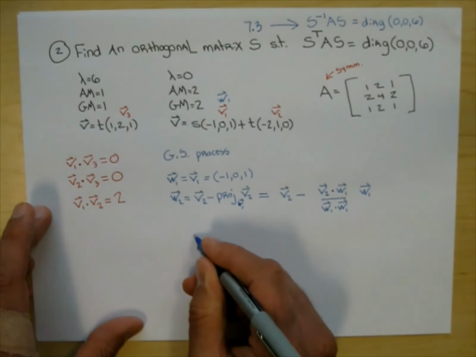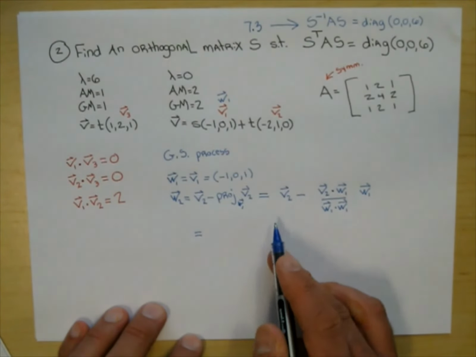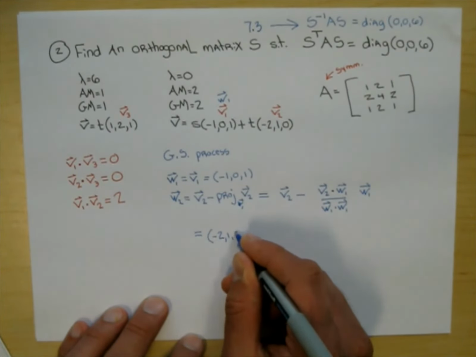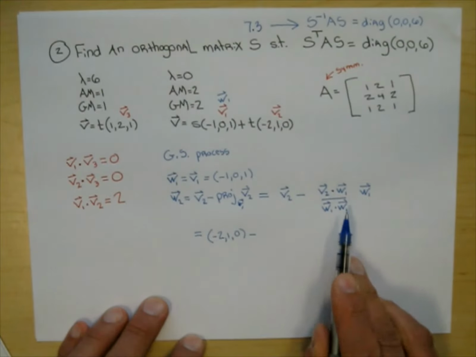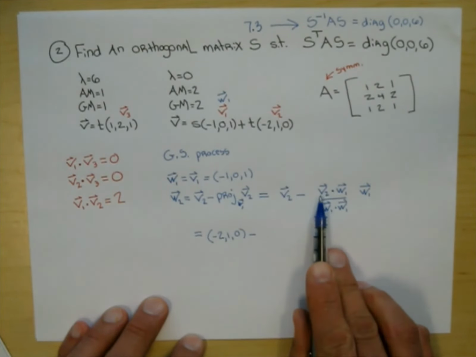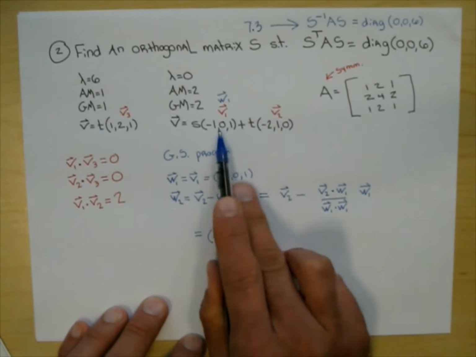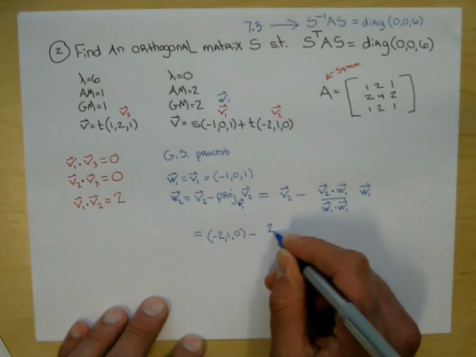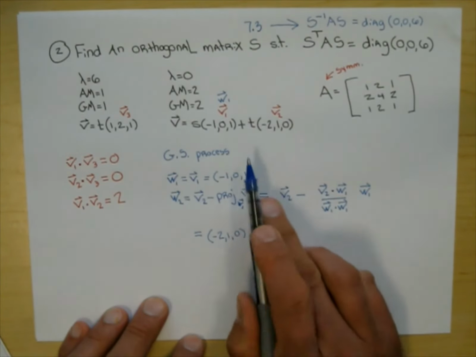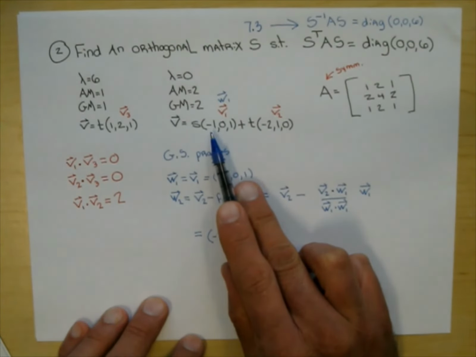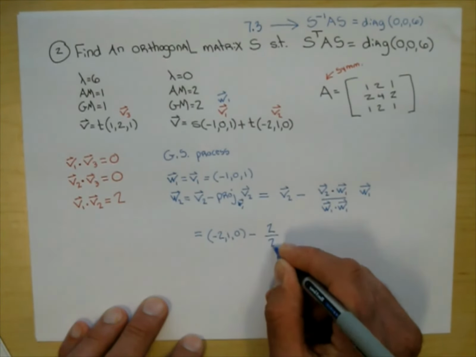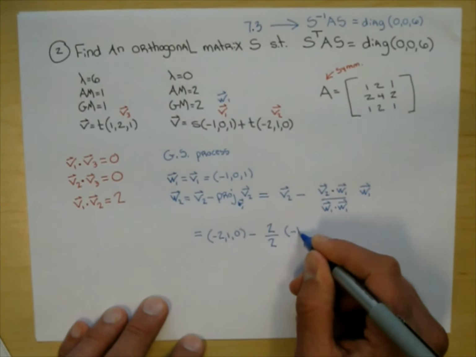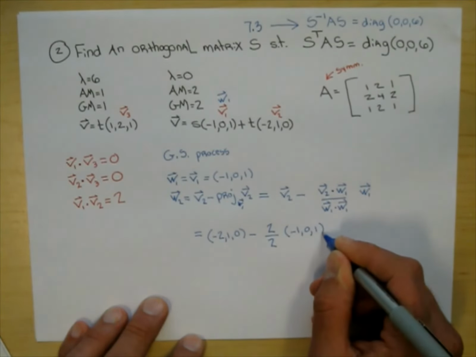Okay, let's continue. So we're figuring out what W2 is. V2 happens to be this right here, -2, 1, 0. Minus a scalar over a scalar. So V2 dotted with W1, that's those guys dotted together, which we already did. So this top part is 2. W1, which is this guy dotted with itself, is 1 plus 0 plus 1, which is also 2. And then W1 is -1, 0, 1.